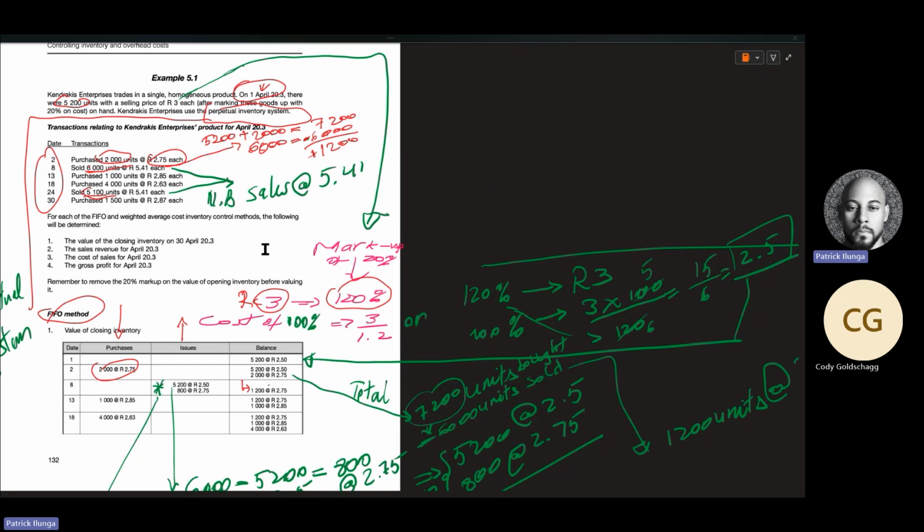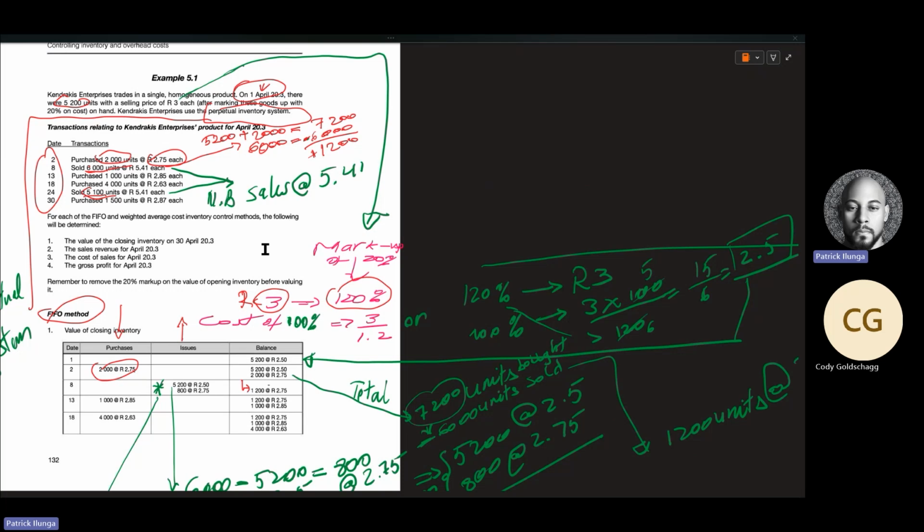So you look at the transactions now. They tell you that on the 2nd, on the 8th, on the 13th, on the 18th, on the 24th, and the 30th of the month, they have done transactions. On the 2nd, it was purchasing an additional 2,000 units. Makes sense, right? So there are now more units. They're purchasing units, and at the same time, on the 8th, they're selling. So there are ins and outs.